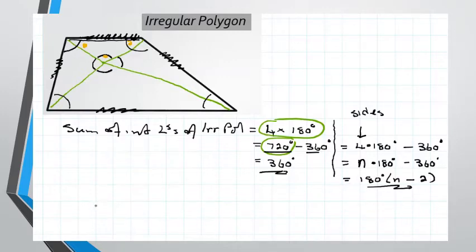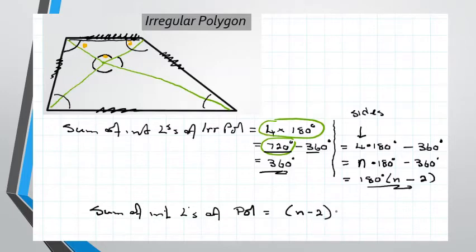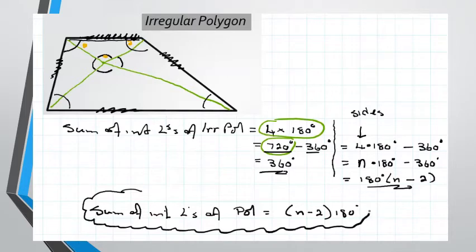So let's write it down. Sum of interior angles of a polygon equals n minus 2 multiply 180 degrees. And guys, I would like you to take this formula down in your exercise books. In grade 8 we do not need to prove the formula, but we must know the formula by heart.